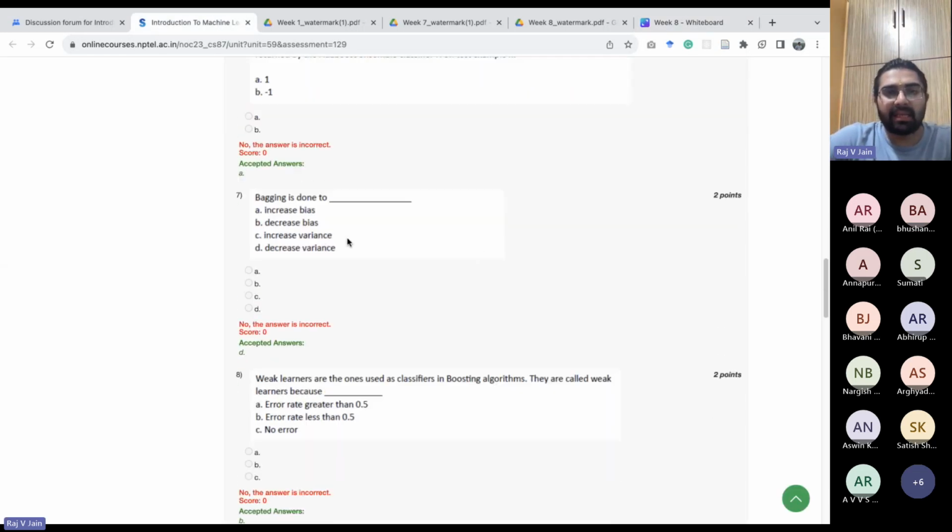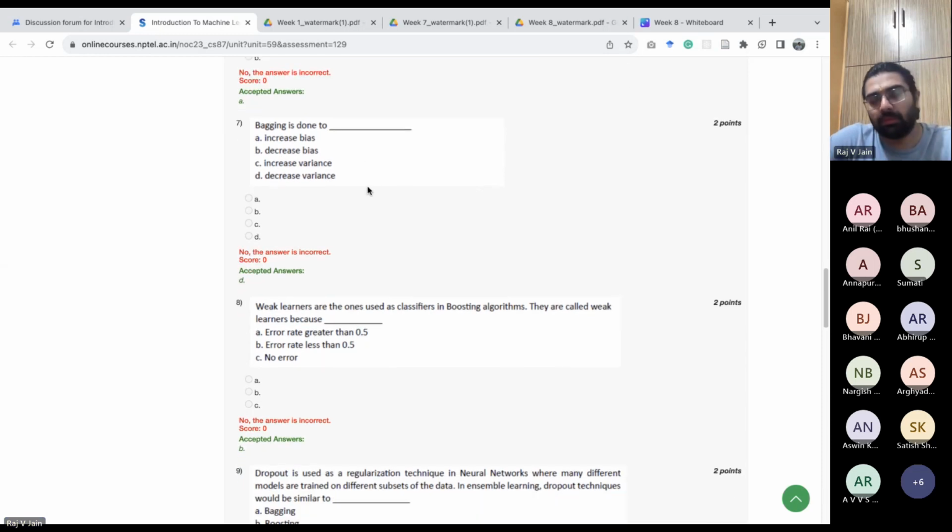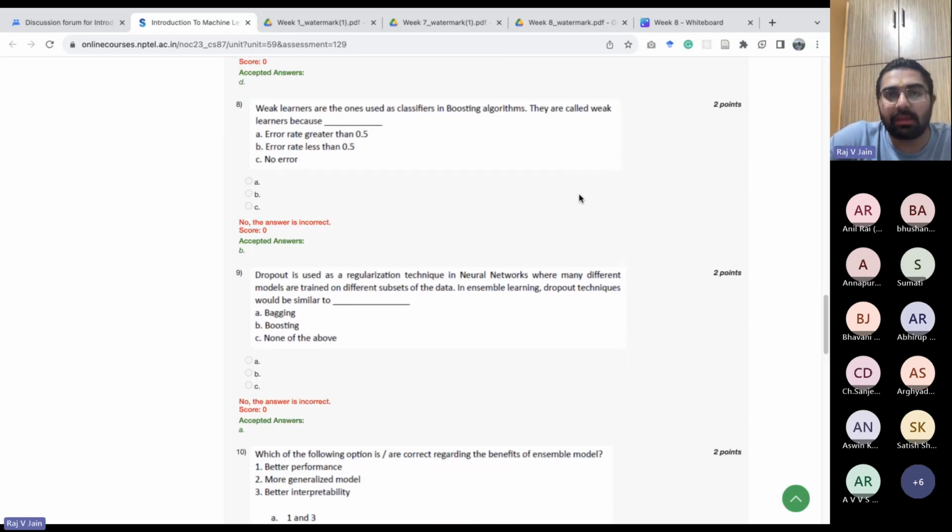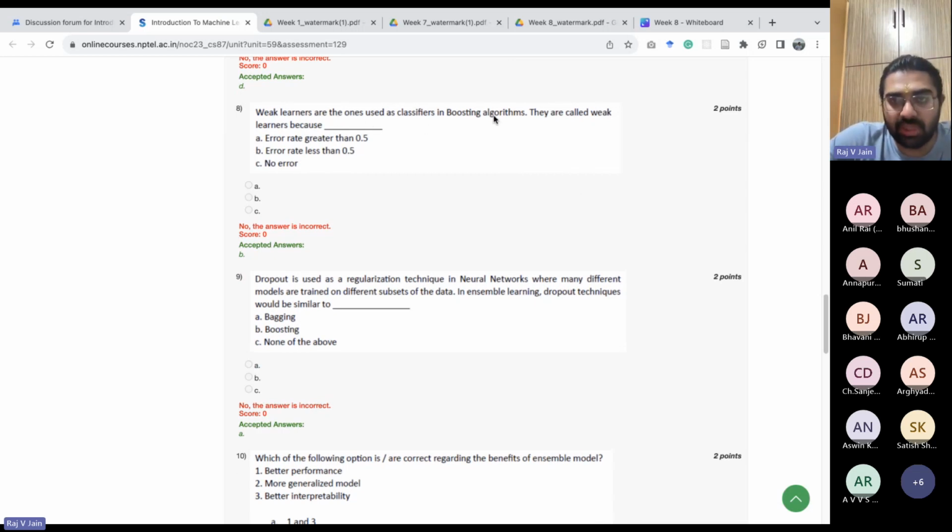Okay. Bagging is done to decrease variance. Decrease variance, right? So let's say we have neural networks or KNN sort of algorithms which have high variance. Then you use bagging to decrease the variance of the overall architecture, the ensemble that you have. Then weak learners are the ones used in boosting algorithms.